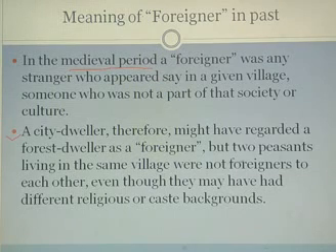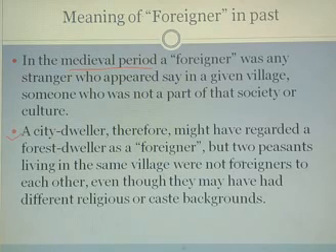Okay, meaning during that time, a city dweller might have regarded a forest dweller as a foreigner, but two peasants living in the same village were not foreigners to each other, even though they might have different religion or caste background.